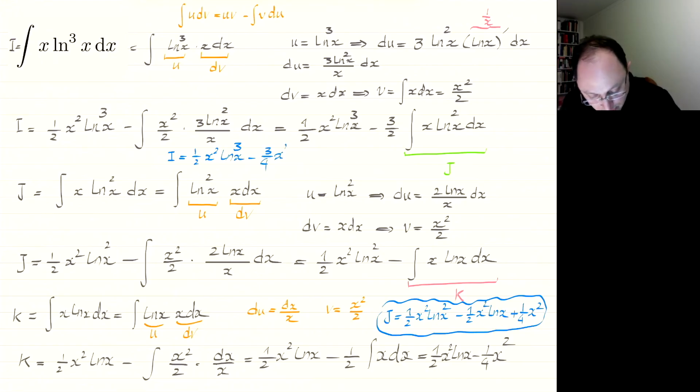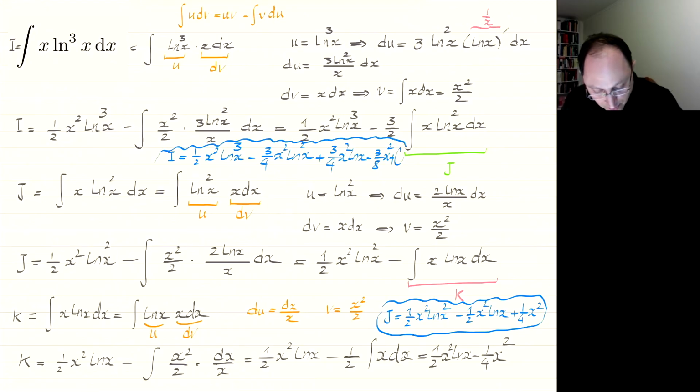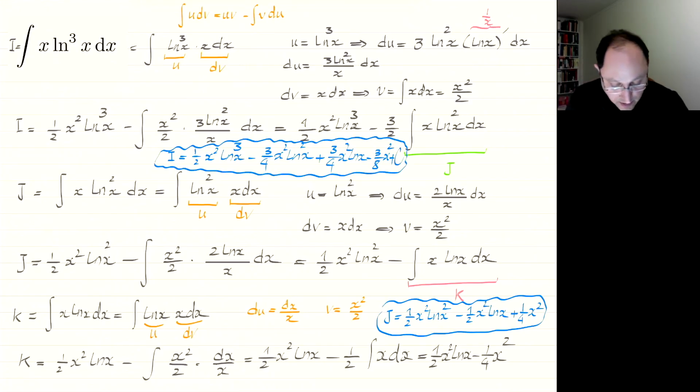x squared ln of x to power 2, and then plus 3 over 4 x squared ln of x, and finally a minus 3 over 8 x squared, then plus constant, overall constant. I hope that I haven't done something wrong. If you have detected some error, I would appreciate if you write it as a comment.